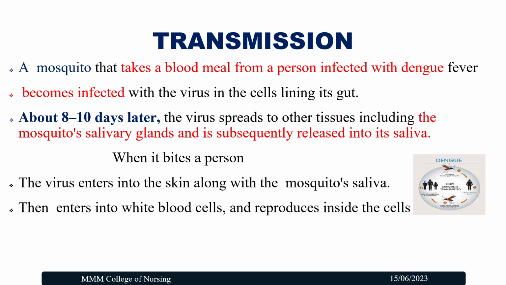Transmission of dengue fever: a mosquito that takes a blood meal from a person infected with dengue becomes infected with the virus in the cells lining its gut. About 8 to 10 days later, the virus spreads to other tissues, including the mosquito's salivary glands, and is subsequently released into its saliva. When it bites a person, the virus enters the skin along with the saliva, then enters white blood cells and reproduces inside the cells of the human being. Now the human being becomes the host or the case.